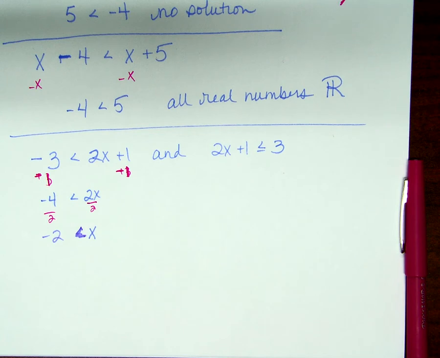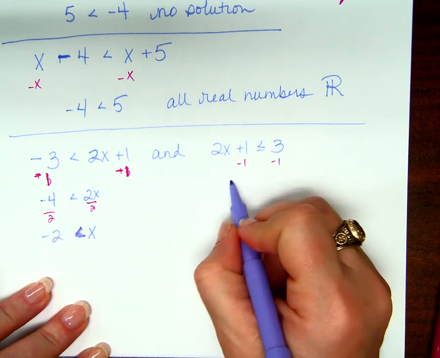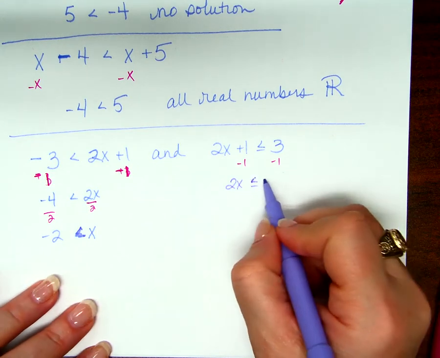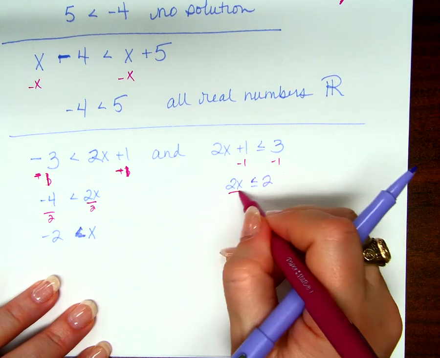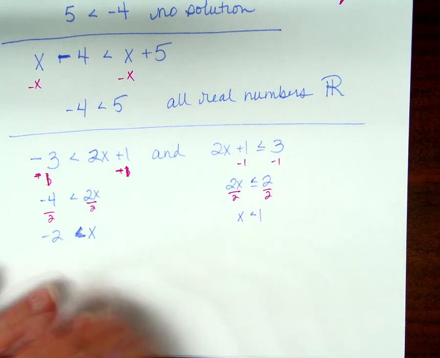Okay? Here again, subtract 1 from both sides. 2x is less than or equal to 2. Divide both sides by 2. X is less than or equal to 1.